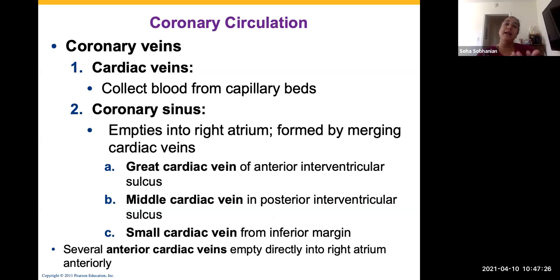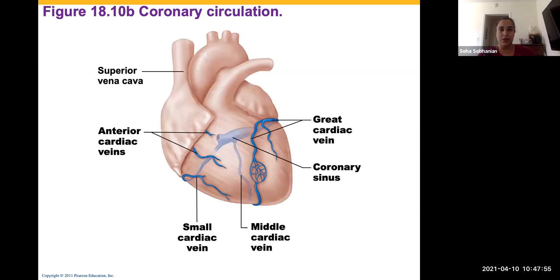Now, I have supplied the heart with oxygenated blood. Now I'm going to collect the deoxygenated blood and return it back toward the heart. So you have what we call the coronary sinus, which is the largest blood vessel we have in the back. And that literally gets dumped into the right atrium. So the coronary sinus dumps all of its deoxygenated blood into the right atrium. And again, I'm going to show you in the picture in just a second.